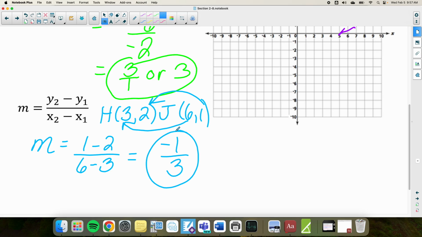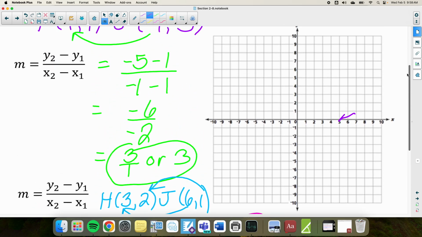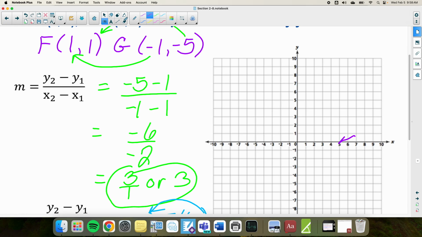So what does that tell us about the lines? Not parallel. Not parallel, but they are what? Perpendicular. If you just go PERP, I'll know what you mean by that. And then you have to graph it, okay?